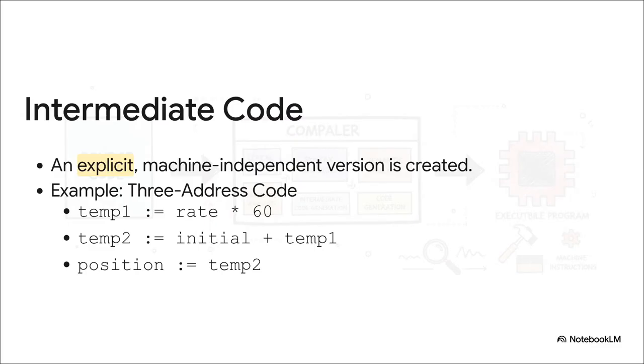So first, the compiler takes that syntax tree we made and translates it into a low-level but still machine-independent format. A really common one is called three-address code. You can see how our one line gets broken down into several simpler steps. Each line now has, at most, one operator. This makes it way easier for the next stages to work with.